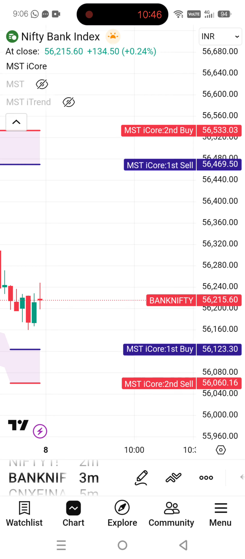So this is how our MST iCore 2.0 is working, and this is static. Once the buy or sell zone is enabled, it is drawn, it never disappears. After 1 year also you can see what has happened on so and so date. So it is not a repainting indicator. It will always show you the static lines.